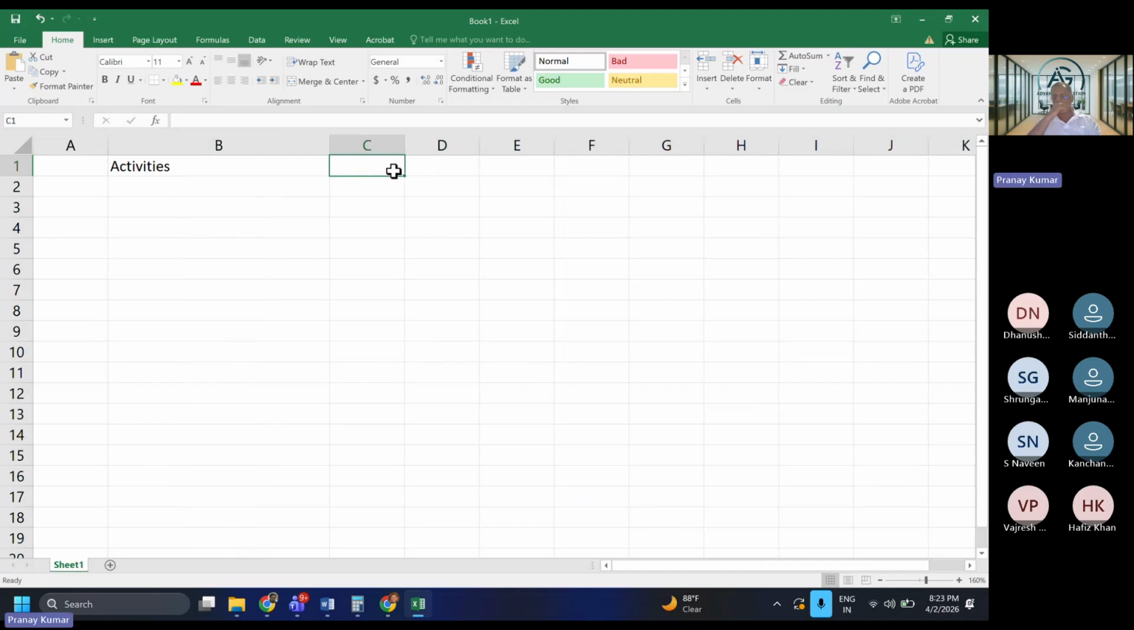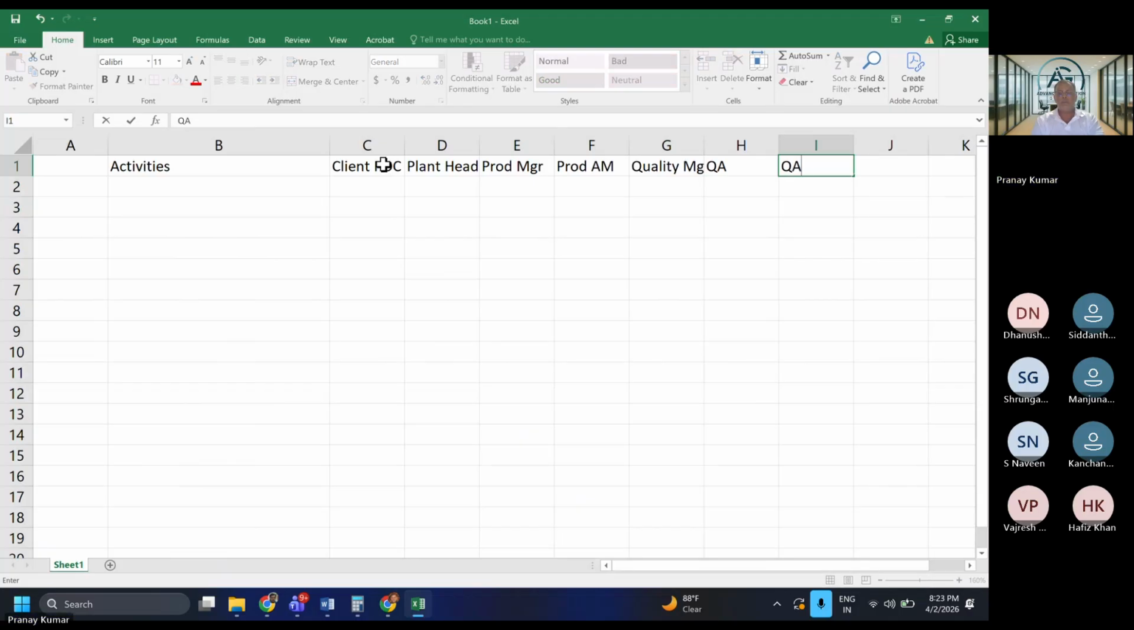So let's say I'm doing a project on quality score improvement. I say that I will have my client POC. I will have my plant head. I will have my production manager and production assistant manager. I have my quality manager. I will have my 2 other quality team members. Like you were saying in the previous class, I will have a sales team leader also.